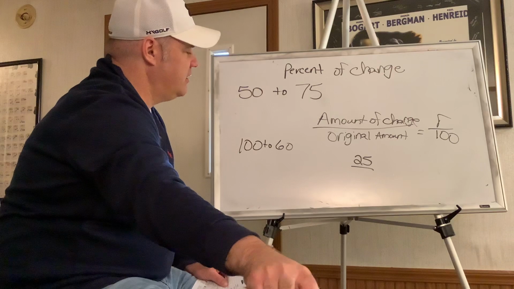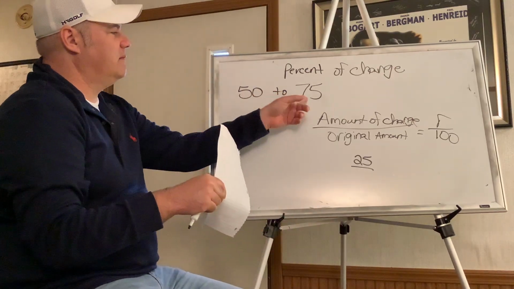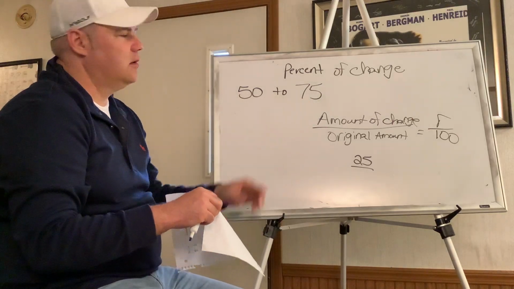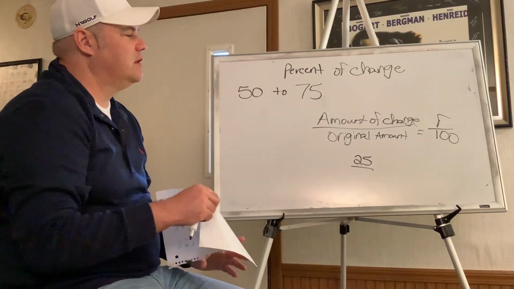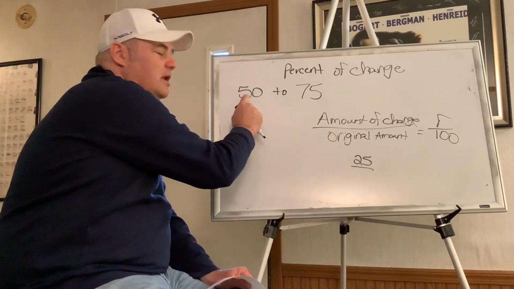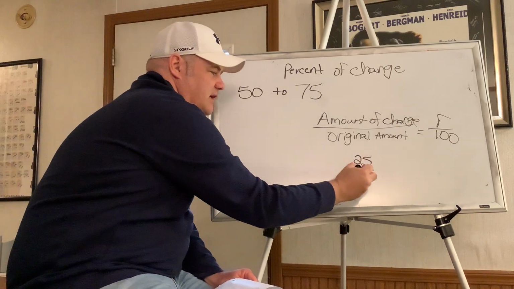So we did that on this one. Okay, we got 25. That was just taking 75 minus 50. That's how much we changed by. Okay, so there's where your 25 goes. Then you're going to put that over the original amount. The original one is always the first one before you change. So 50 in this case.